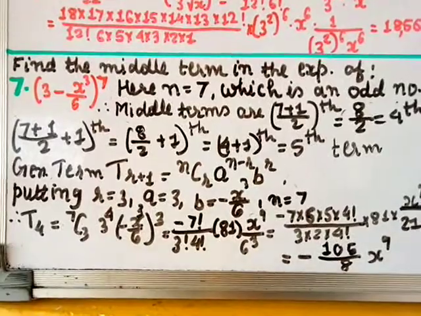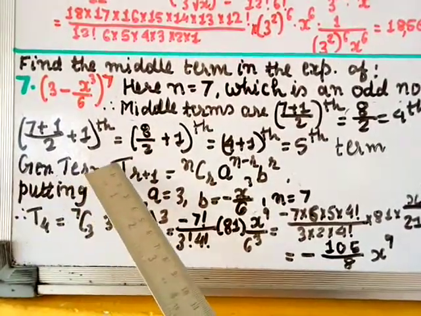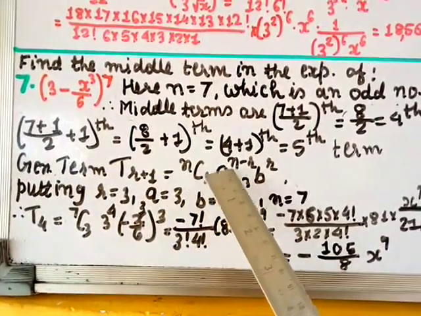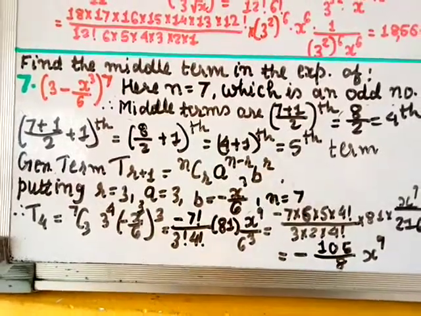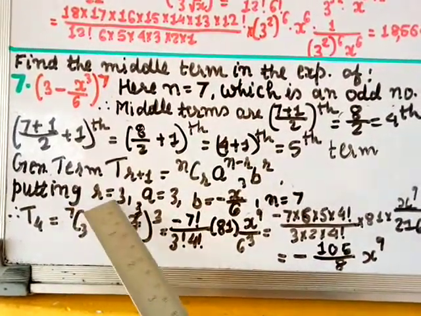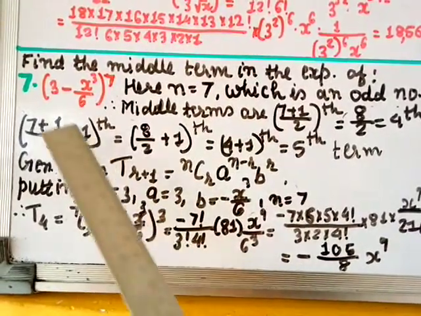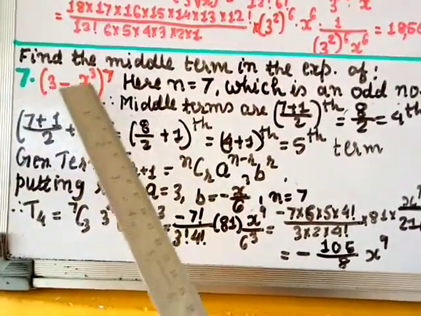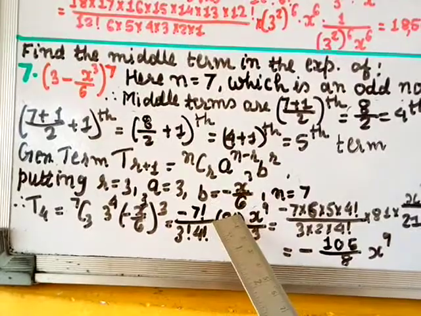So now let us write the middle term. The general term is T(r+1) = nCr a^(n−r) b^r. That is the formula. Now I have to find the 4th term, so put r equal to 3. Here a will be 3 and b will be −x³/6, and n equal to 7.